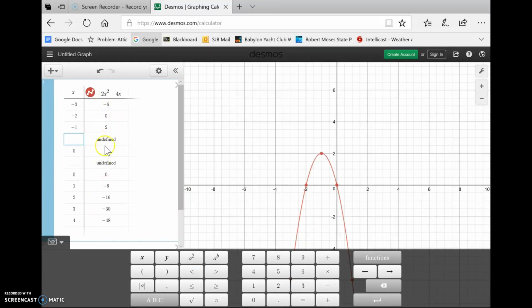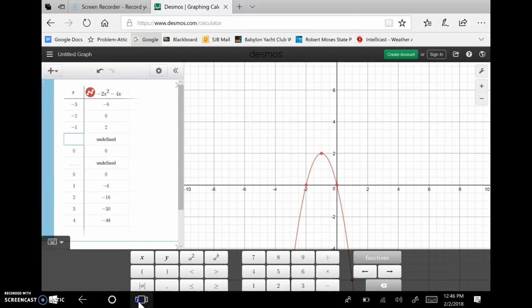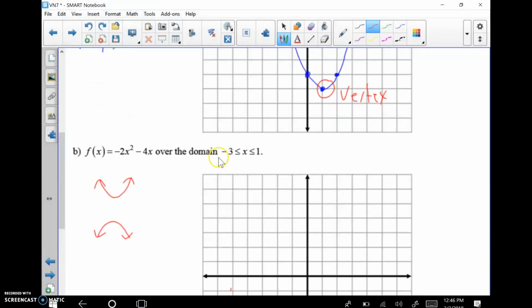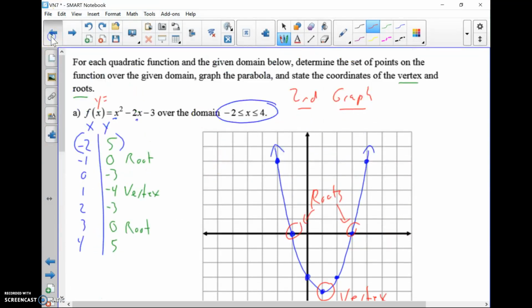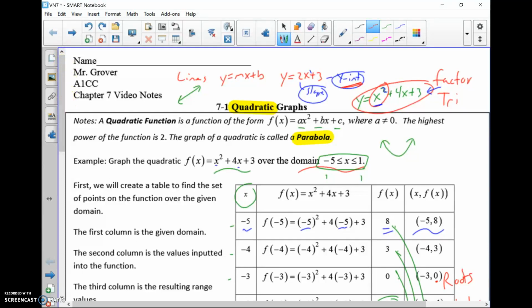Like I said, it's not quite as good as your calculators. Your calculators can just give it to you all in one shot, but this is nice if you leave your calculator in school or something like that. All right, so that is it for graphing quadratics, and we're going to be talking about these functions for a while. See ya.